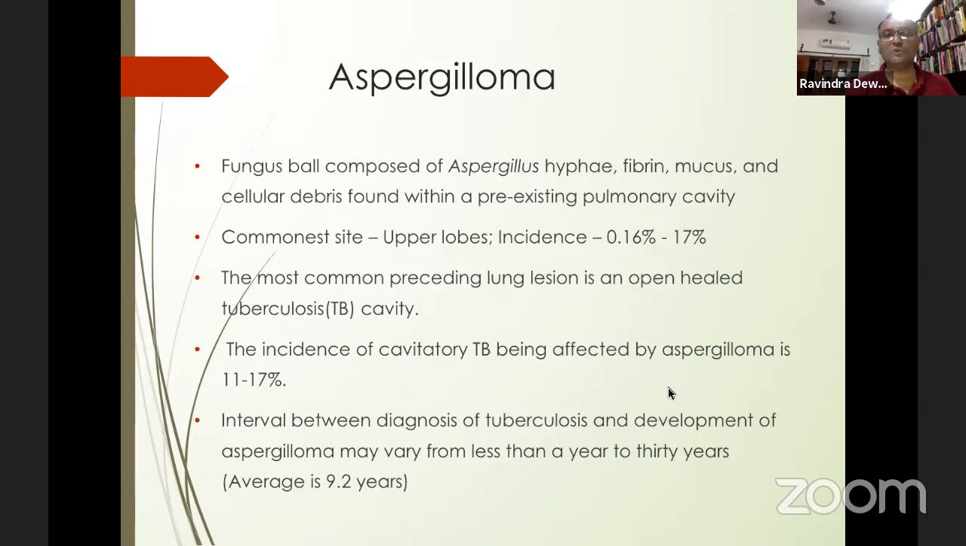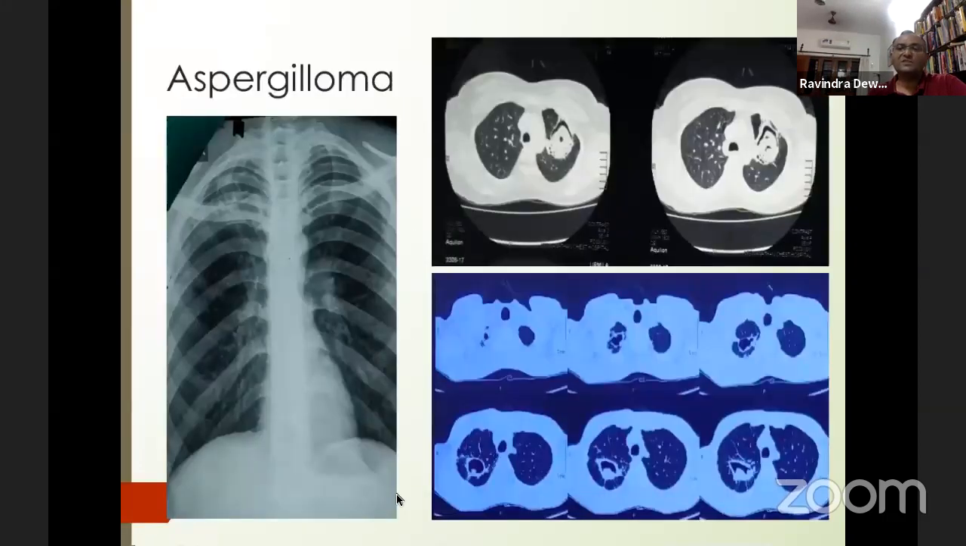It is the most common preceding lung lesion in an open-healed tuberculosis cavity. The incidence of cavitary TB being affected by aspergilloma is 11 to 17%. The interval between diagnosis of TB and development of aspergilloma may vary from less than a year to 30 years. Average is 9.2 years. Now, because our most common operation is for aspergilloma, one can see that they've had a long history of disease, and this long history makes TB surgery especially challenging and difficult.